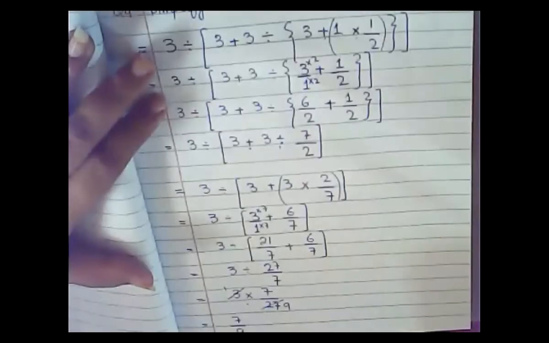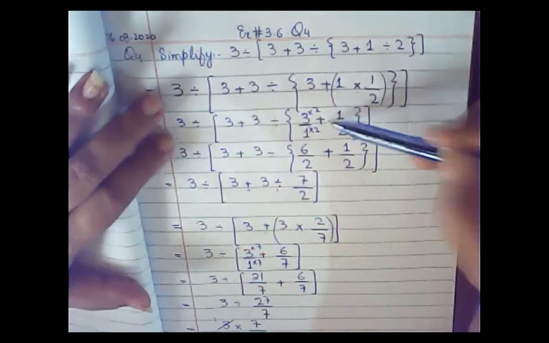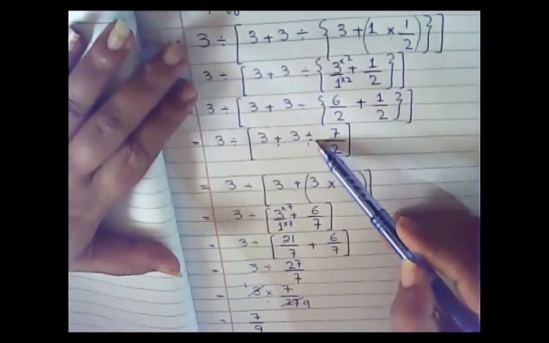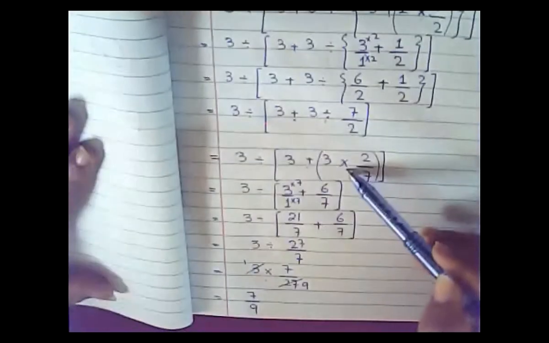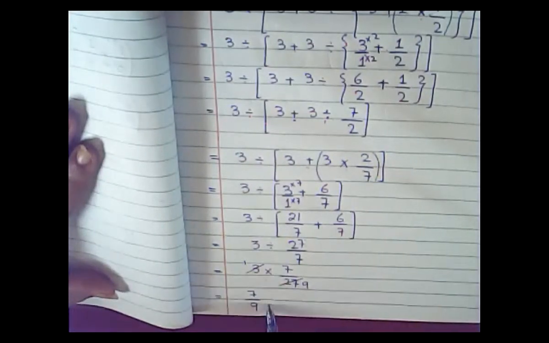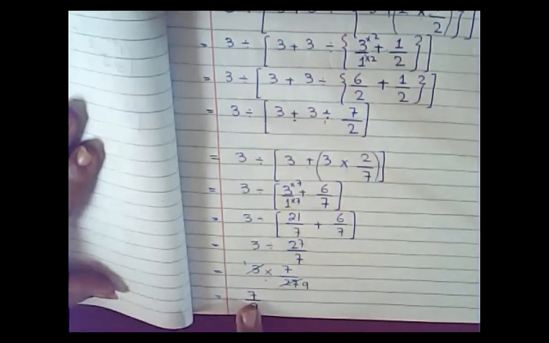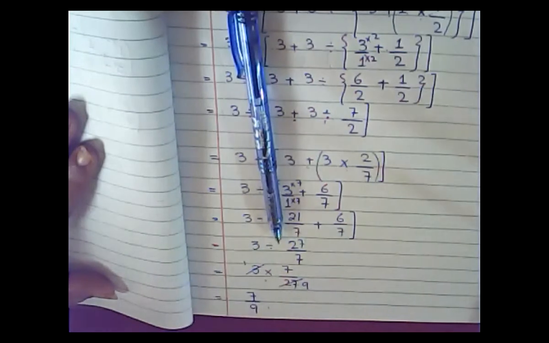So how will you solve it? First you will solve division, then multiplication, then addition. Then again division, then multiplication, and then addition. Again division, again multiplication, and then your final answer. 7 upon 9 is a proper fraction, so no need to convert it into the mixed fraction. Okay, so this is the way to solve this question.